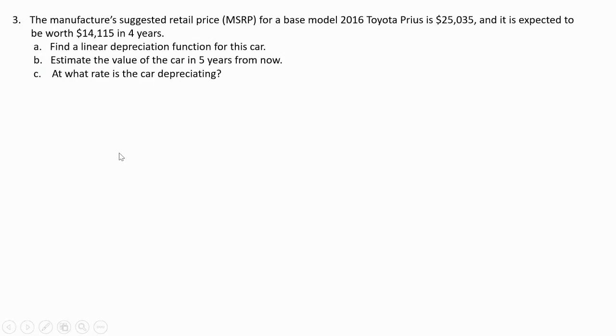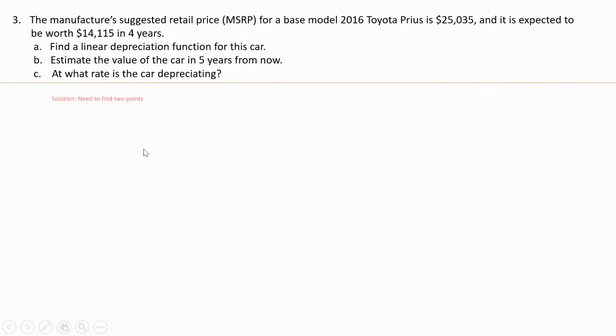Now number 3. Number 3 says the manufacturer's suggested retail price, MSRP, for a base model 2016 Toyota Prius is $25,035. And it is expected to be worth $14,115 in 4 years. So this question has three parts. The A part is find the linear depreciation function for this car. The B part is estimate the value of the car in 5 years from now. And the C part is at what rate is the car depreciating.